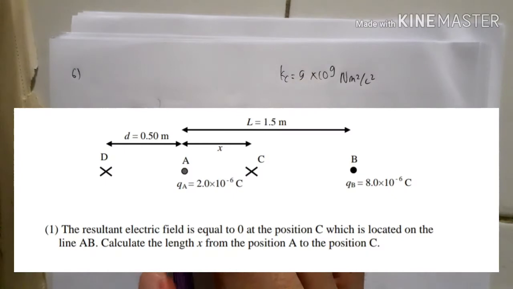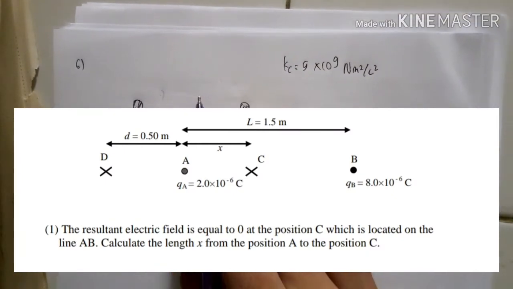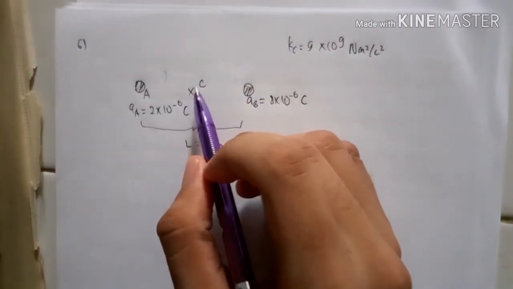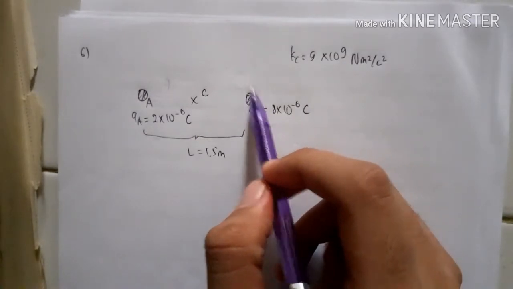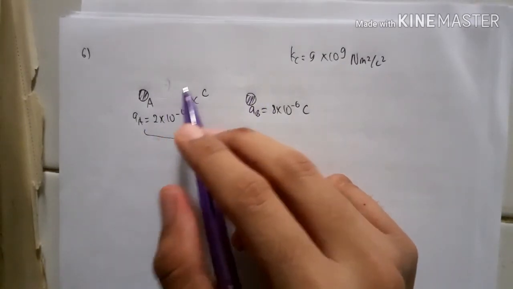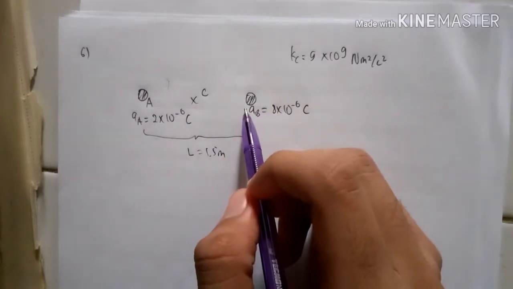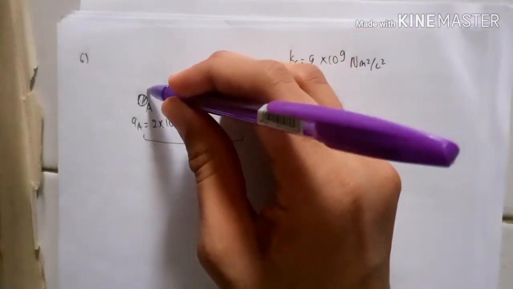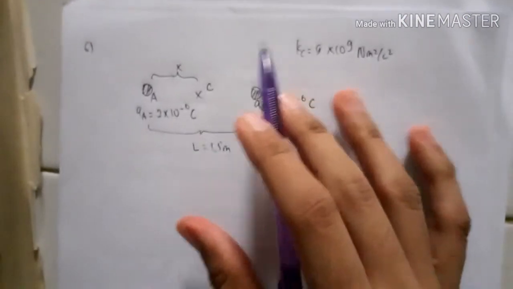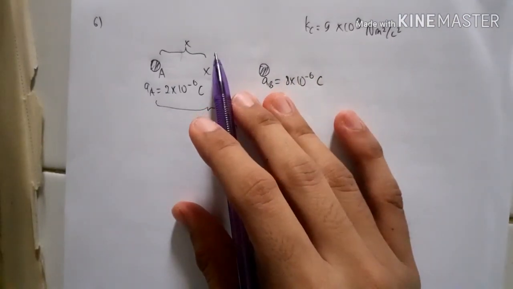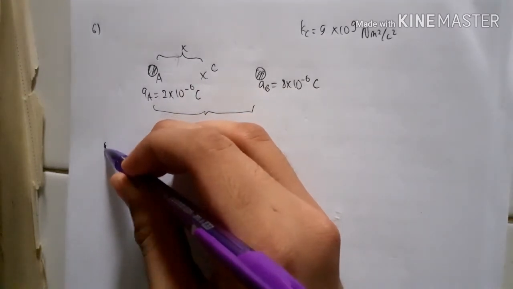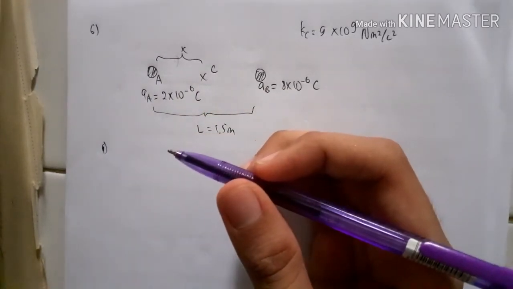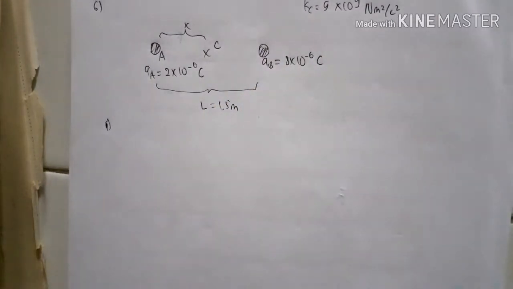The resultant electric field is equal to 0 at the position C. So they say that at the position C, the resultant of the electric field from this charge and this charge is 0, and we need to find the position between line AB and what is the length x. For this question, there's a quick formula that you may use. This will help you for future questions if you face something similar.